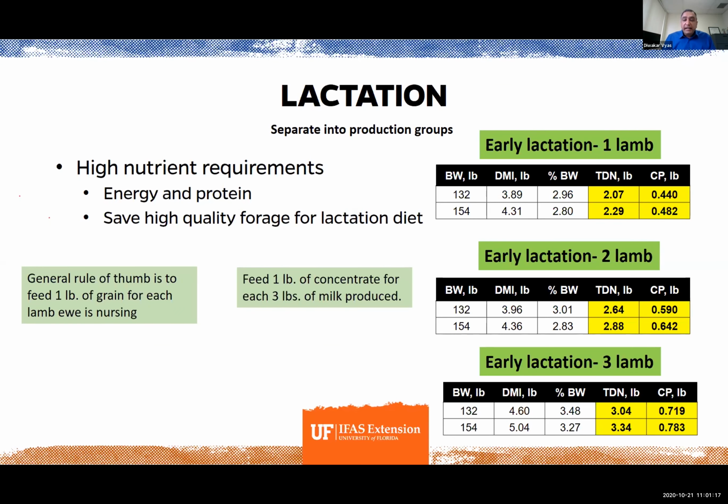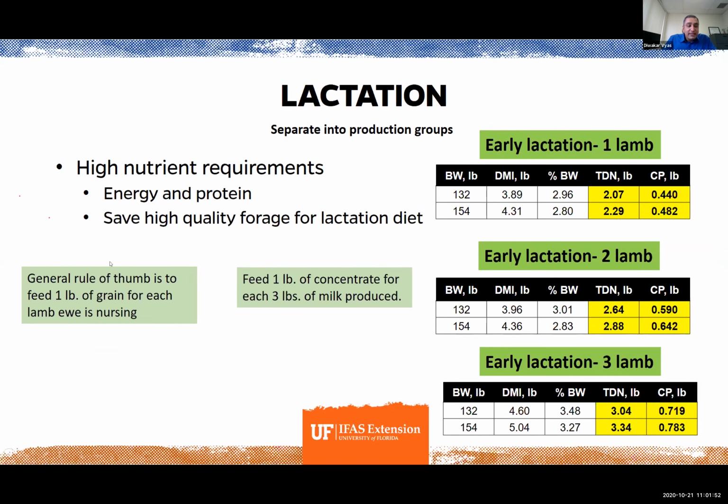Okay, on the lactation diets, again, early gestation diets are very important to make sure we are providing enough nutrients, and lactation diets are very important because this is the phase where the nutrient requirements are maximum compared to any other stage of the animal. So high nutrient requirements, energy and protein. If we have access to high quality forage for lactation diet, this is the phase where we have to use those high quality forage. Okay.